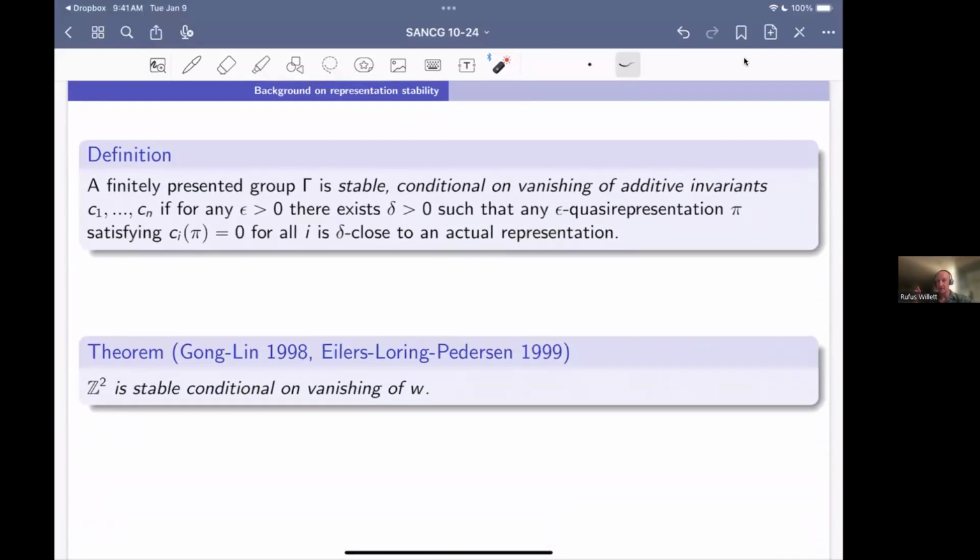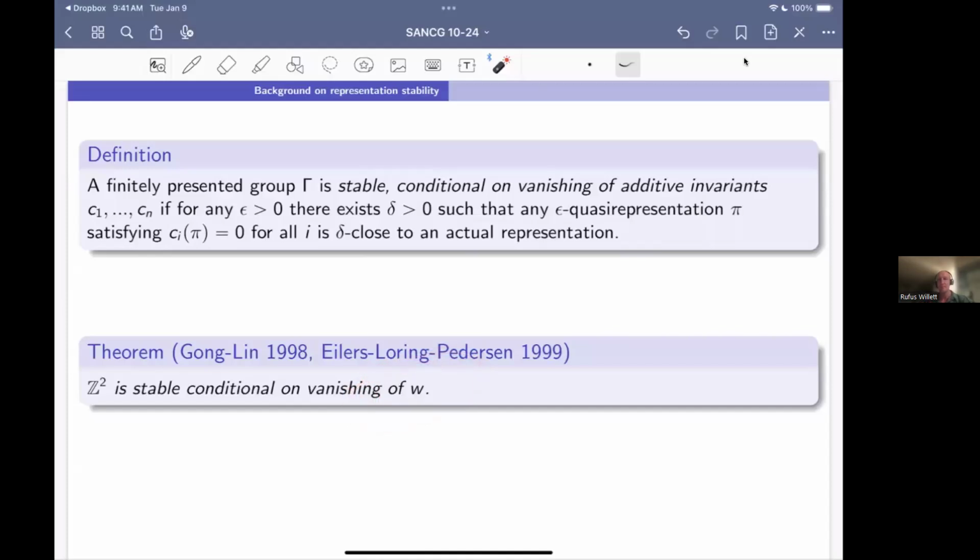Next definition. I'm going to go through some slight variations of stability now. A finitely presented group is stable, conditional on vanishing of a certain number of additive invariants, if for any epsilon there's a delta, so that as long as you have a quasi-representation where these invariants vanish, then it's close to a representation. So those invariants are the only obstructions to being close to an actual representation. Very nice theorem, independently due to Dong-Lin from 98 and Eilers-Shulman-Sørensen from 99, the same team of authors who did the Klein-Bottle group case. So although d squared is not stable, this invariant W is the only invariant that sees that. If you have a quasi-representation where this winding number invariant is trivial, then you can perturb the pair of matrices to an actually commuting pair of matrices. This is the only thing that tells you you can't do that.